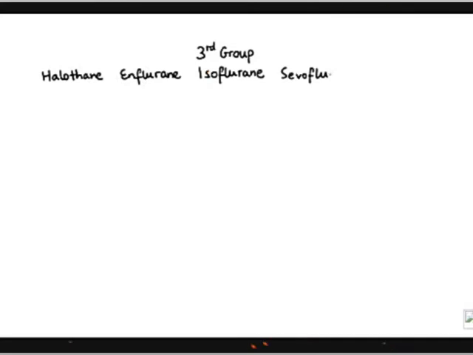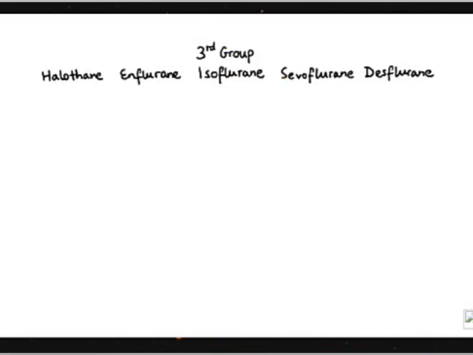Now let's move on to the third group of general anesthetics, which consists of halogenated volatile anesthetics: halothane, enflurane, isoflurane, sevoflurane, and desflurane. In contrast to group 1 and 2 drugs, group 3 drugs have more diverse mechanisms of action and are more potent at producing immobility.